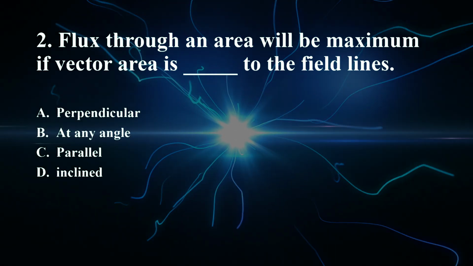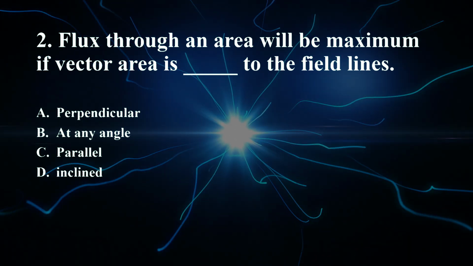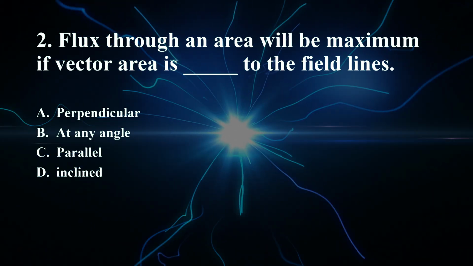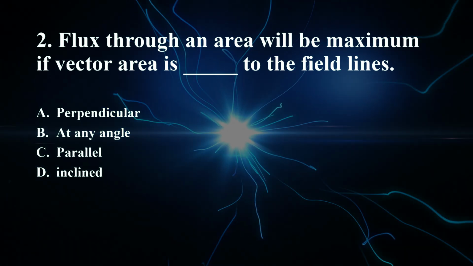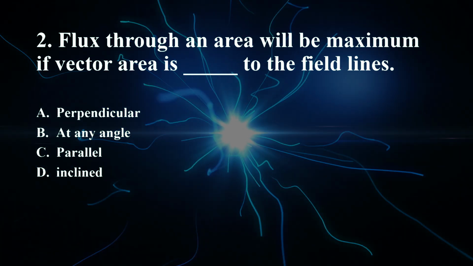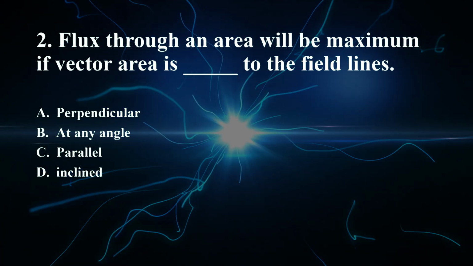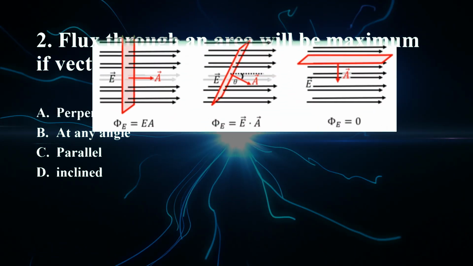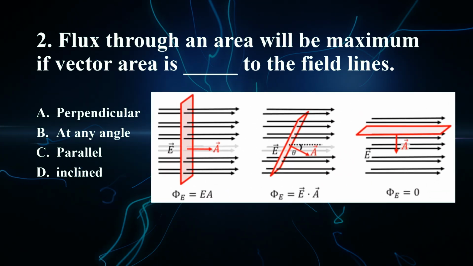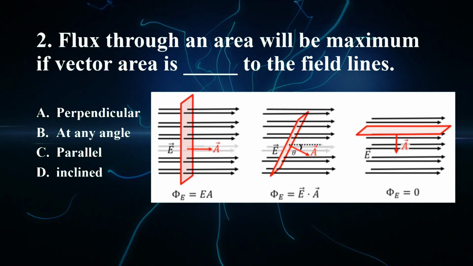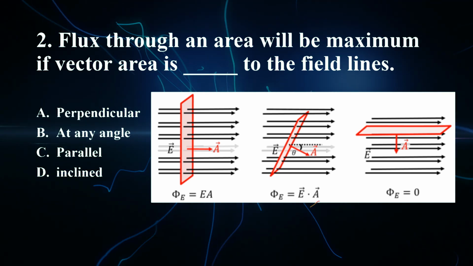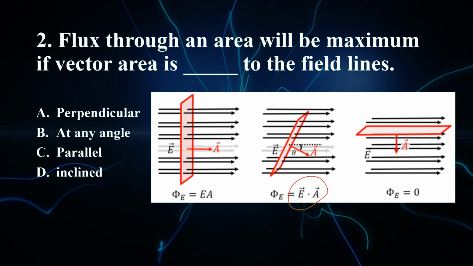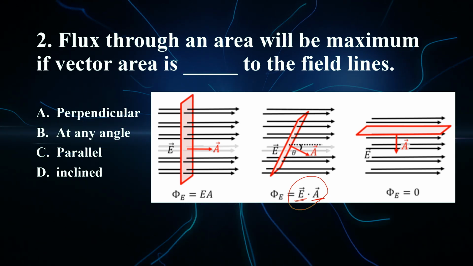Okay, so students, next MCQ: the flux through an area will be maximum if the vector area is dash to the field lines, and the options are perpendicular, at any angle, parallel, and inclined. So students, according to the definition, electric flux is the dot product of electric field intensity, or you can say the electric field strength, and vector area.